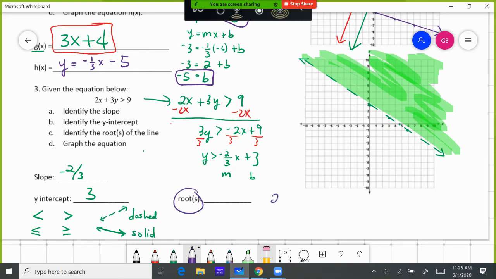I'm going to take the original equation and I'm going to set y equal to 0. So you're left with 2x is equal to 9. And if you divide that by 2, you get 4.5. So the root is (4.5, 0). This one only has one root. It only intercepts the x-axis at that one point.